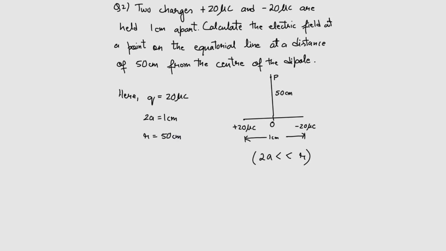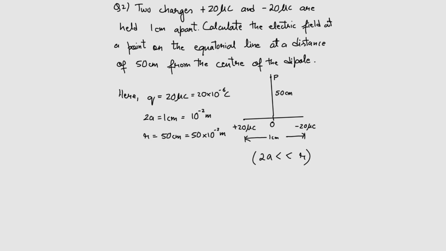Once again, we have to convert these into SI units. So convert them: Q will be equal to 20 into 10 to the power minus 6 coulomb, 2A will be equal to 10 to the power minus 2 meter, and R will be equal to 50 into 10 to the power minus 2 meter. Okay, in the meantime we have got them in SI units.